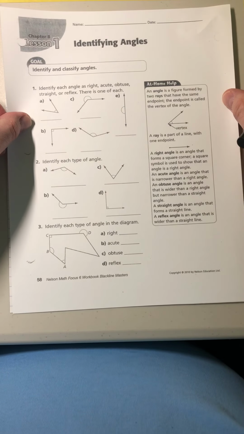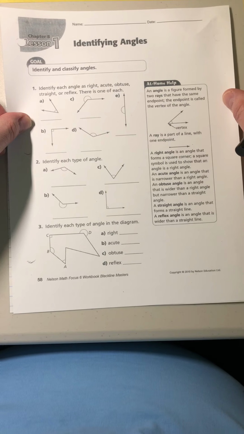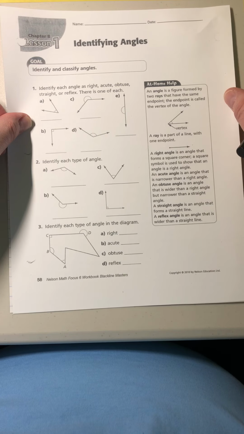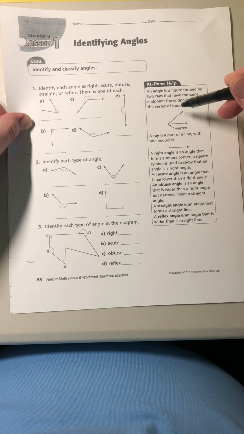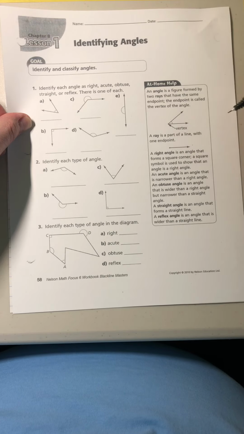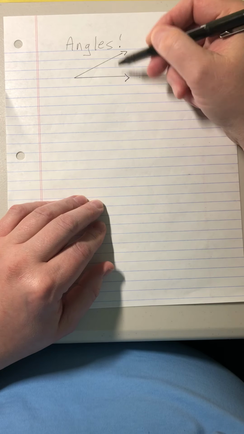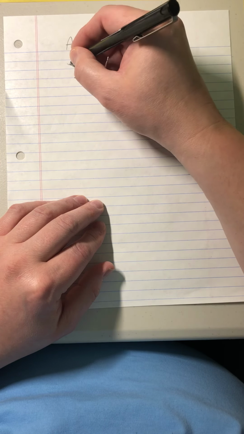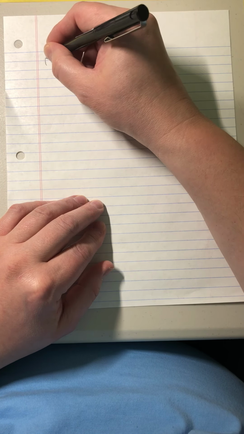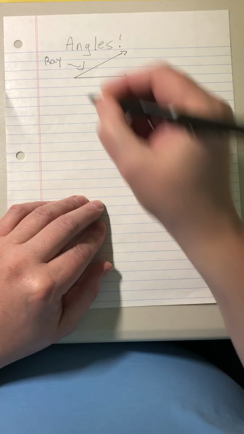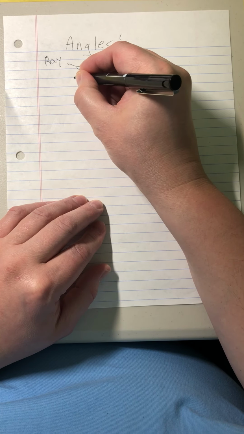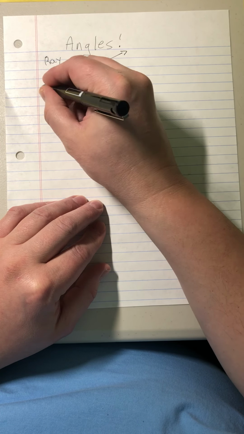So, this is the first page of your angles book, and I'm going to be doing this with you right away, but we're going to be looking at the at-home help section so that we could define what an angle is and the different types. So the first thing is, angles are made up of two lines, and these two lines are called a ray. And this midpoint right here is called a vertex.